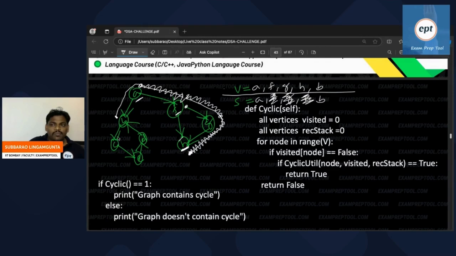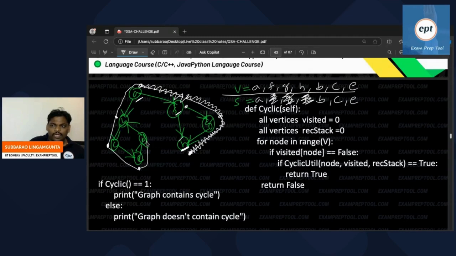B adjacent is two people. You can go anywhere. After B, I will go to C. C is not visited? Yes. Keep it there. And is C there in the stack? No. Keep it in the stack also. And one more thing, I am at E now. See the visited array. Is E visited? No. Then mark it visited. And in the stack area, is it there? No. Keep it in the stack.